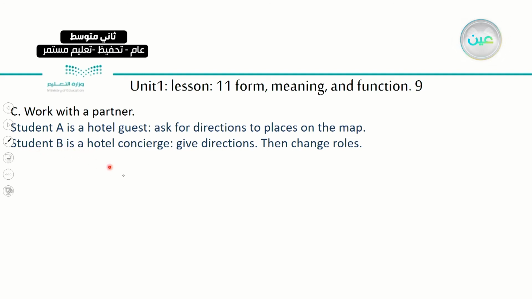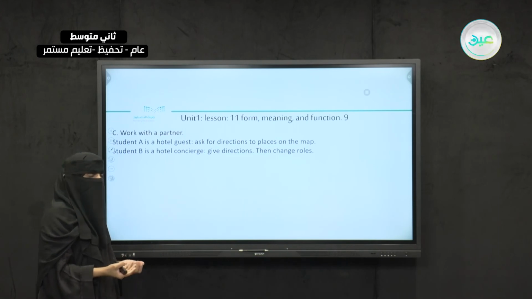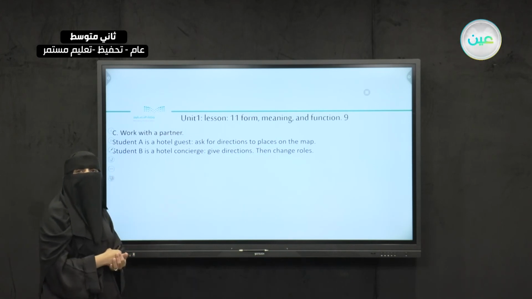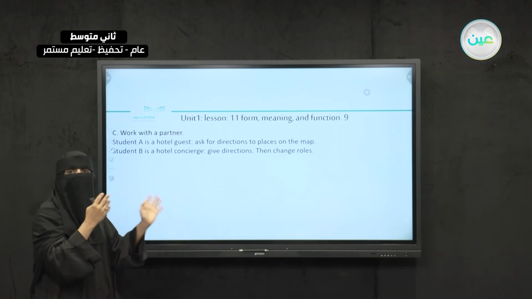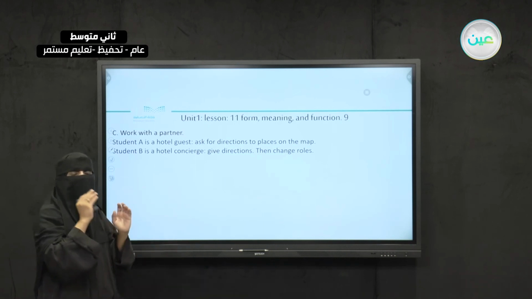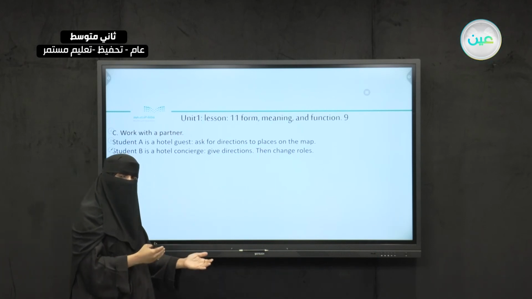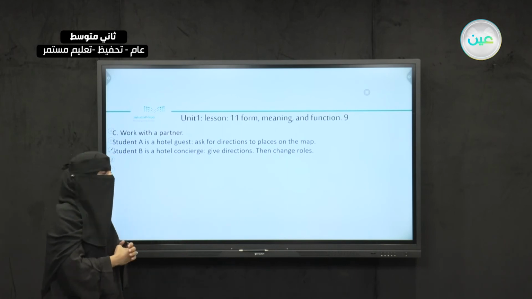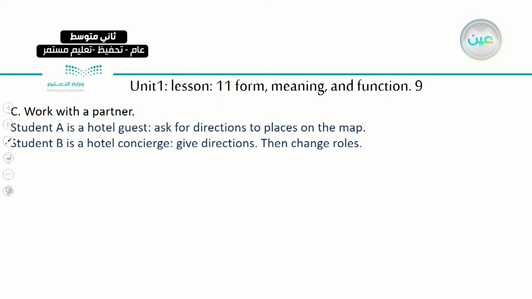Student B is the hotel concierge, okay? He or she is working in a hotel, and she should give you directions. She should tell you turn right, go straight, go ahead, north, south, across from the bank, in front of, next to. This is a speaking exercise. After you finish, then you should switch roles. Student B should be the hotel guest and student A should be the hotel concierge, okay? The person who is working inside the hotel, okay?